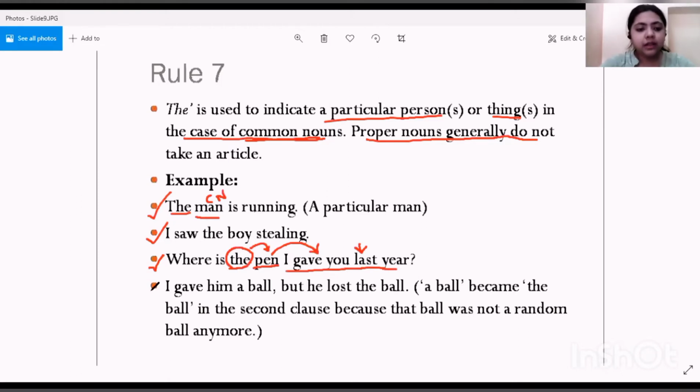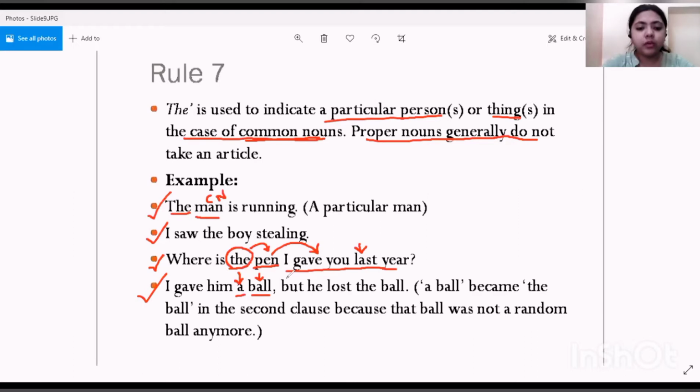Now next example, I gave him a ball. See, here in the first part of the sentence we are using a ball, right? Because this is not a definite thing. We are not talking about a particular ball. This can be any ball. So an indefinite article has been used over here, that I gave him a ball. Okay, we did the indefinite articles in the previous class. So a ball, this is a very common ball. No particular ball has been talked about here.